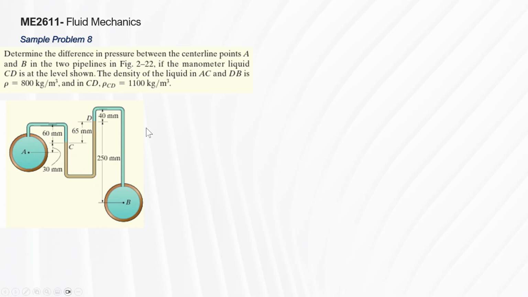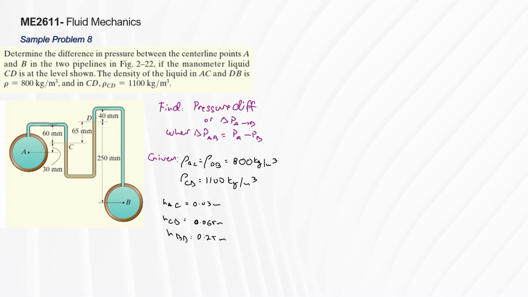Okay. So determine the difference in pressure. We need to find yung pressure difference, or basically delta PAB. PAB is PA minus PB lang naman. And ito yung given natin. So we have density ng AC. The density in AC and DB is essentially 800 kilograms per meter cube. And then CD between here is 1,100. Okay, and then we have his respective heights.